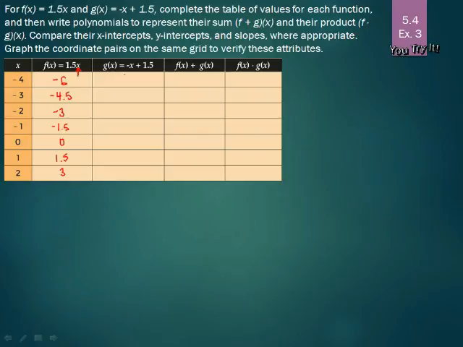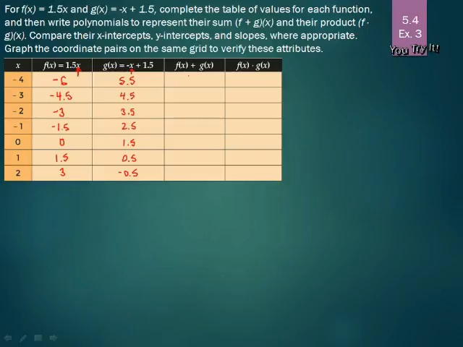Doing the same for g of x, if we plug in negative 4 for x, then we get negative negative 4, so that's positive 4, plus 1 and 5/10, so that gives us 5 and 5/10. And then plugging in negative 3, that's negative negative 3, so that's a positive 3, plus 1 and 5/10, so we get 4 and 5/10, and so on.